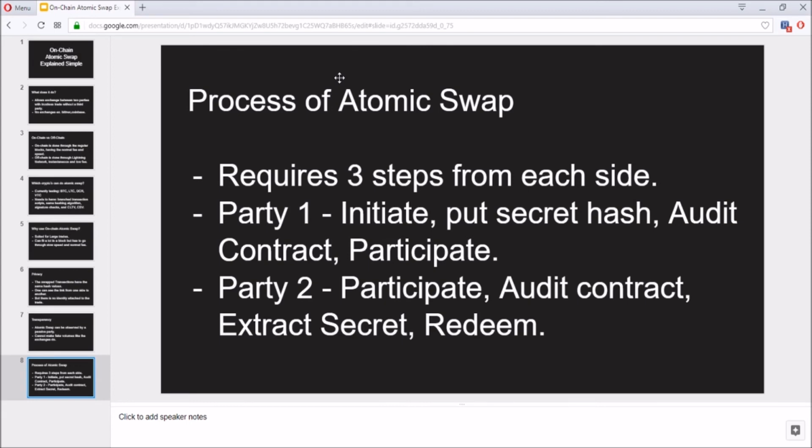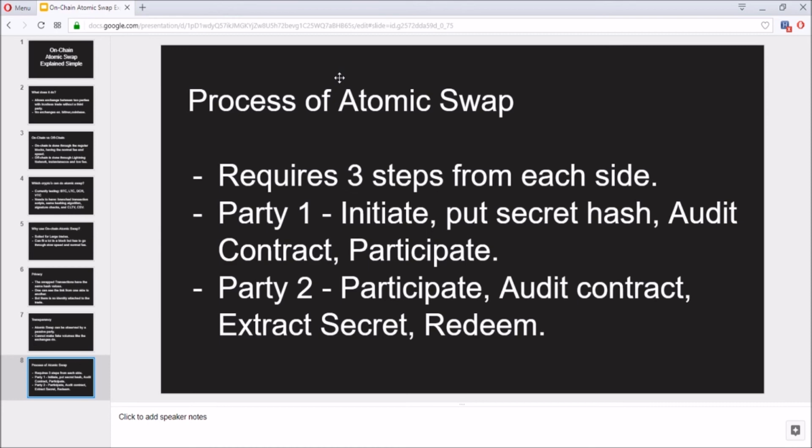Now party 2, the party with the Litecoin, participates in what party 1 initiated, and they audit the contract, making sure that it is the same amount. They extract the secret code from what party 1 sent, and then they redeem it so that they get what they wanted, and the other party gets what they wanted as well. So this is a basic explanation of atomic swap. You guys could definitely check out more details on the link that I'll post below. The Decred team did a pretty good job with a detailed explanation of what atomic swap is, and there are more steps inside the blog as well.